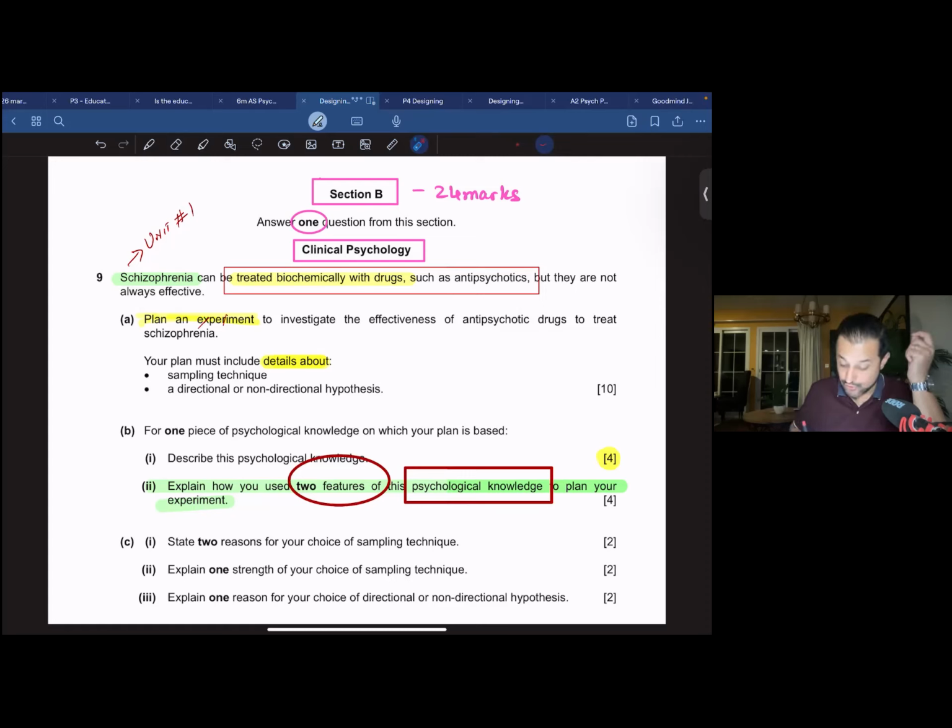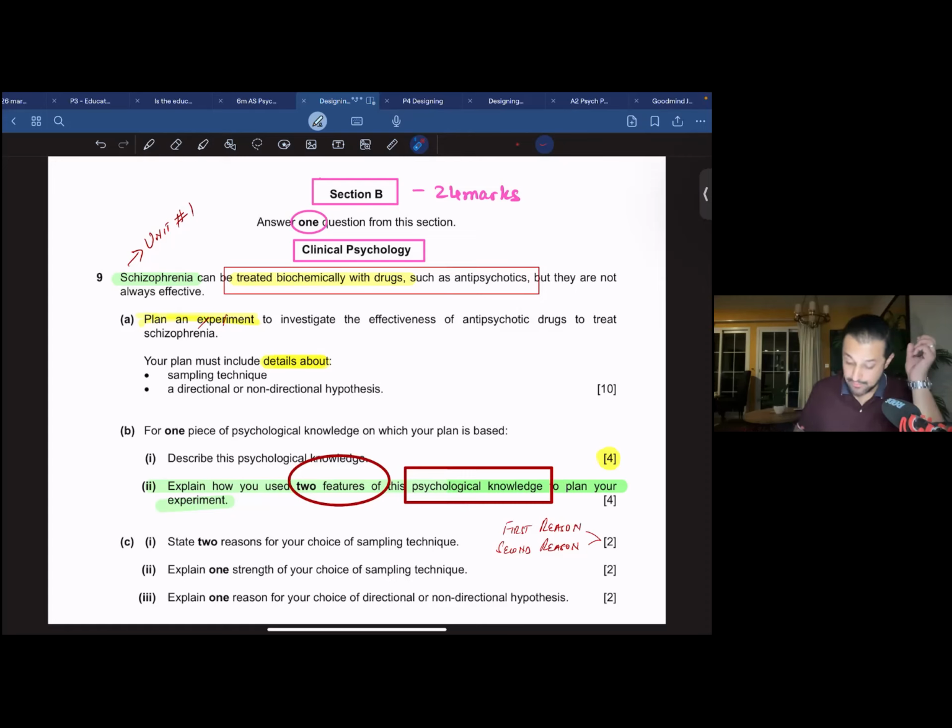So they're asking you to state two reasons for your choice of sampling technique. You again divide this. For the first reason, you get the first mark. For the second reason, you get the second mark. As simple as it could be. Remember when I said you need to revise research methodology well, right? You need to have a very strong grip on research methodology because you're applying it over here while planning a study.